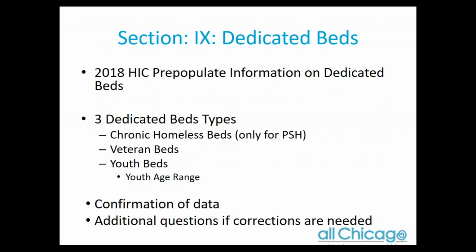Section 9 is regarding your dedicated beds. So for the purpose of the HIC, we will be only capturing 3 types. We'll be capturing chronic homeless dedicated beds, veteran beds, and youth beds. Chronic homeless beds are only captured for permanent supportive housing. So even though you may have individuals that are experiencing chronic homelessness, we will not be counting those for you because this webinar is designed for non-PSH programs.